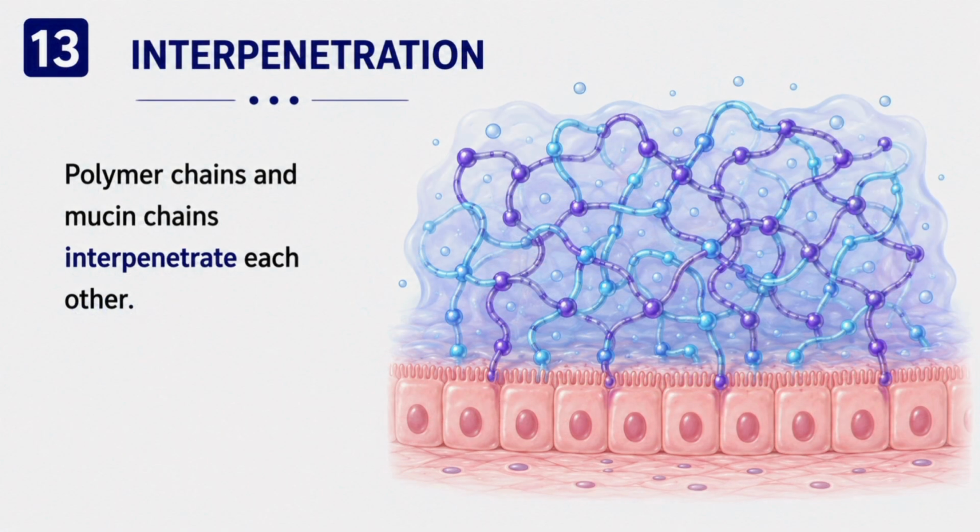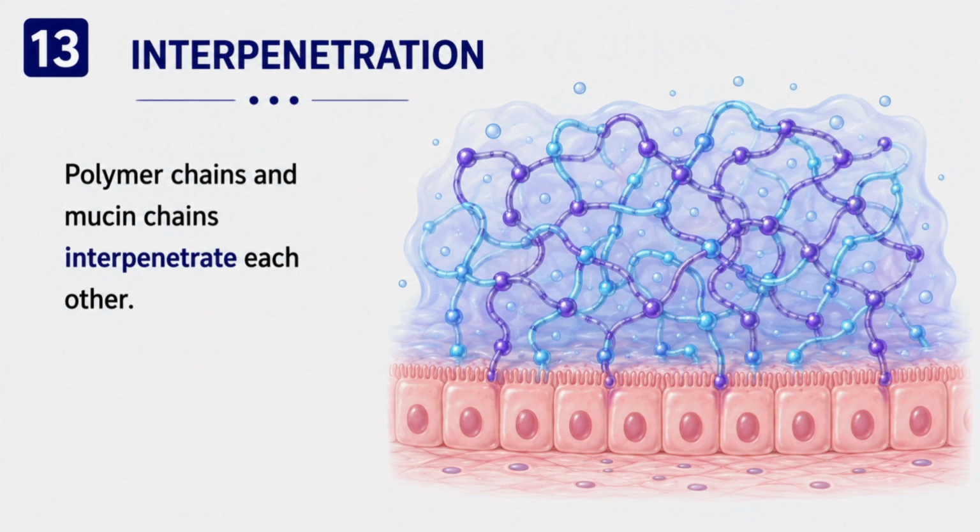Interpenetration. Now polymer chains and mucin chains may interpenetrate. What does interpenetration mean? It means the chains enter and interlock within each other's molecular network. Imagine two combs. When the teeth of the two combs enter between each other, they become interlocked. Similarly, the flexible polymer chains and the mucin chains can become entangled here. The depth and the extent of the chain penetration can influence the adhesive strength.